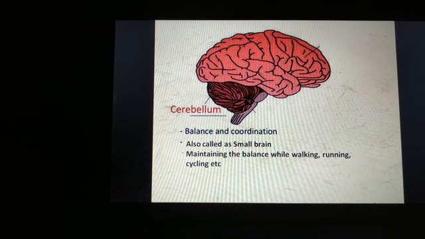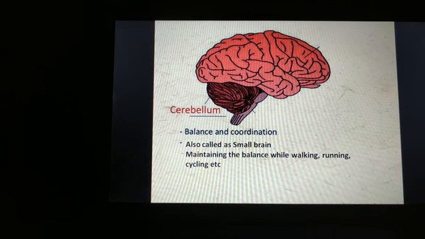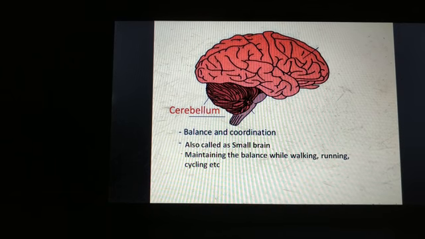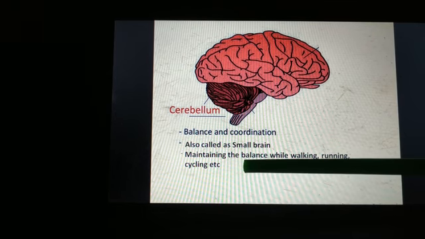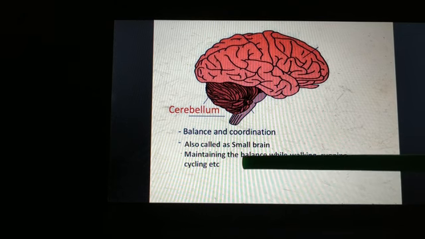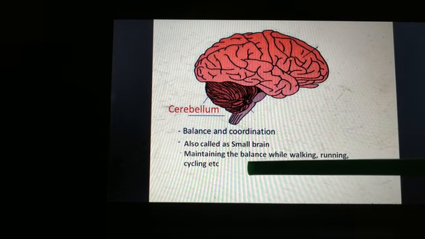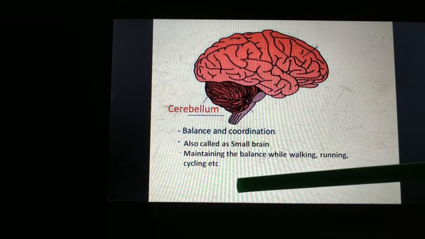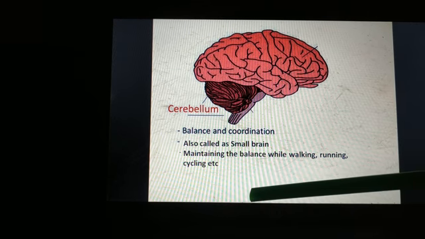Now what function does it do? It coordinates the movement of various muscles and helps balance our body. If the cerebellum did not function properly, we would face problems while maintaining balance, like walking, running and cycling.